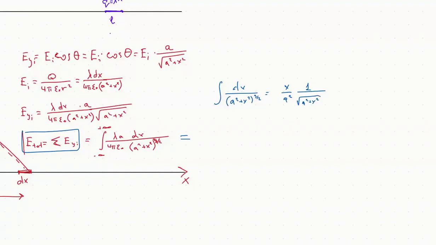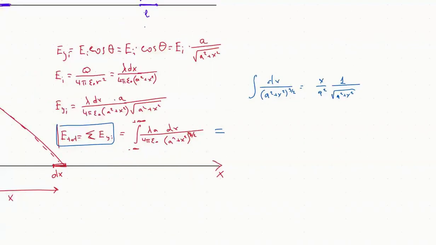Okay, so using that integral, we're going to substitute that in. So it's going to be lambda a over 4 pi epsilon naught. That doesn't change, this is a constant. Multiplied by x over a squared, well, we don't need that. So it's just x over a squared square root a squared plus x squared. And now we substitute from minus infinity to plus infinity.